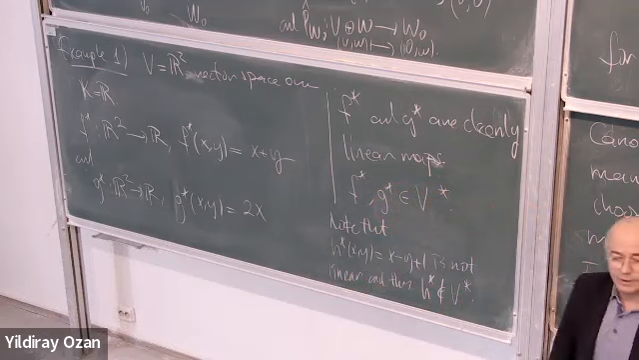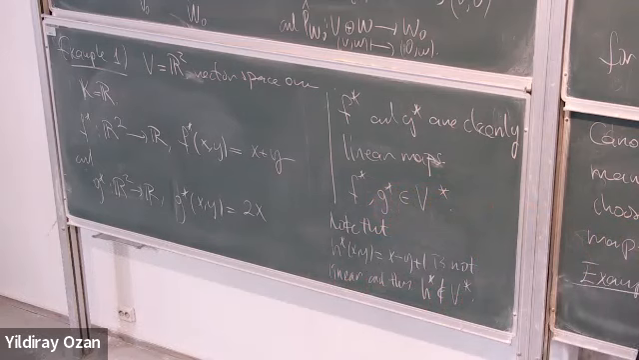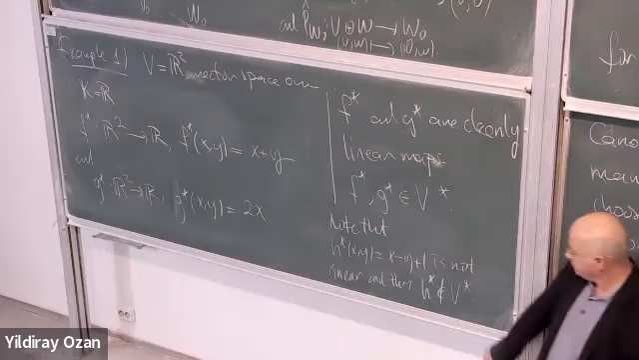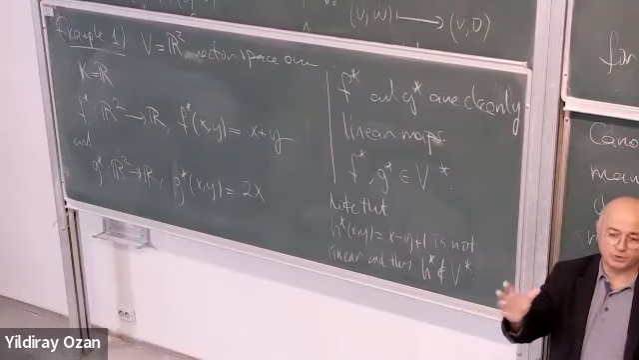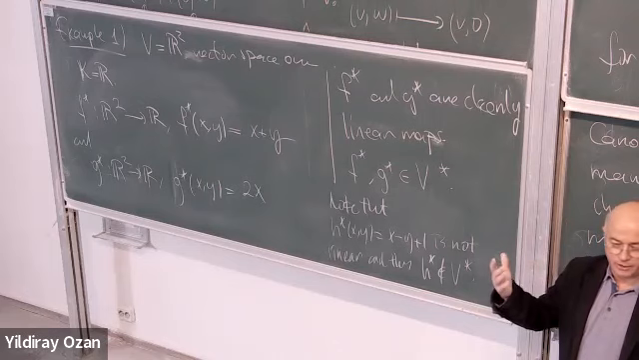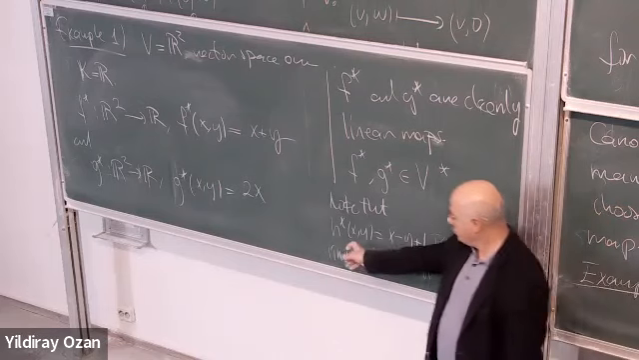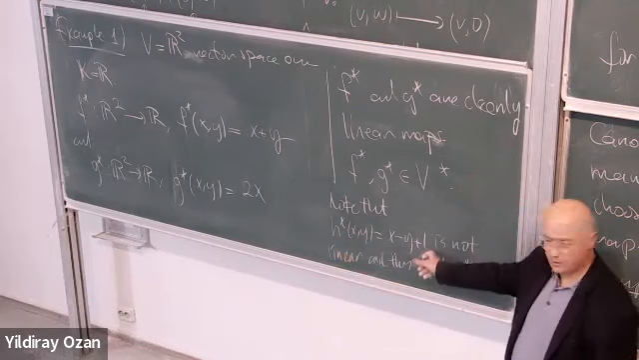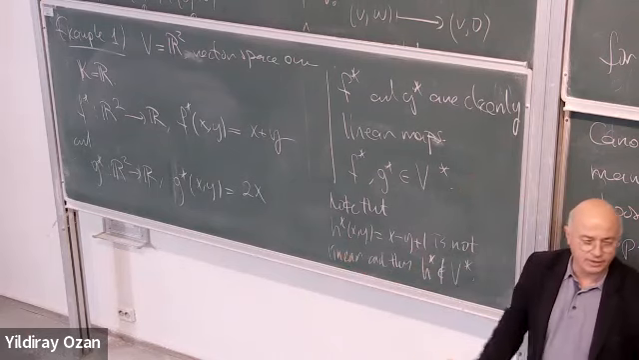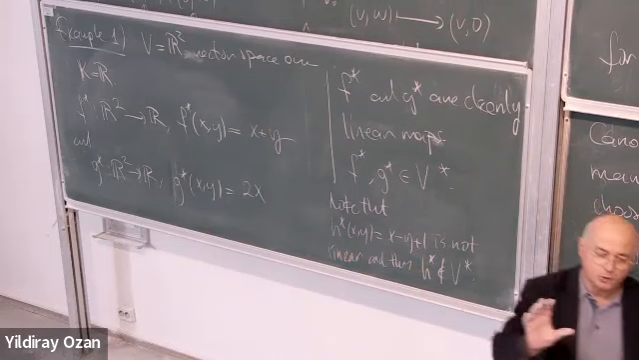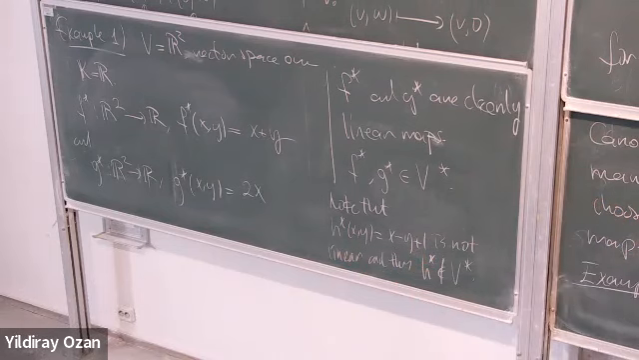Why is this not linear? Can you say right away? If it was linear, it should send 0 to 0, right? If you put X equals 0 and Y equals 0, you get 1, not 0. Therefore, it's not a linear map. A linear map should send the zero vector to the zero vector. But in this case, 0 is mapped to 1, which is not the zero vector of the vector space R.